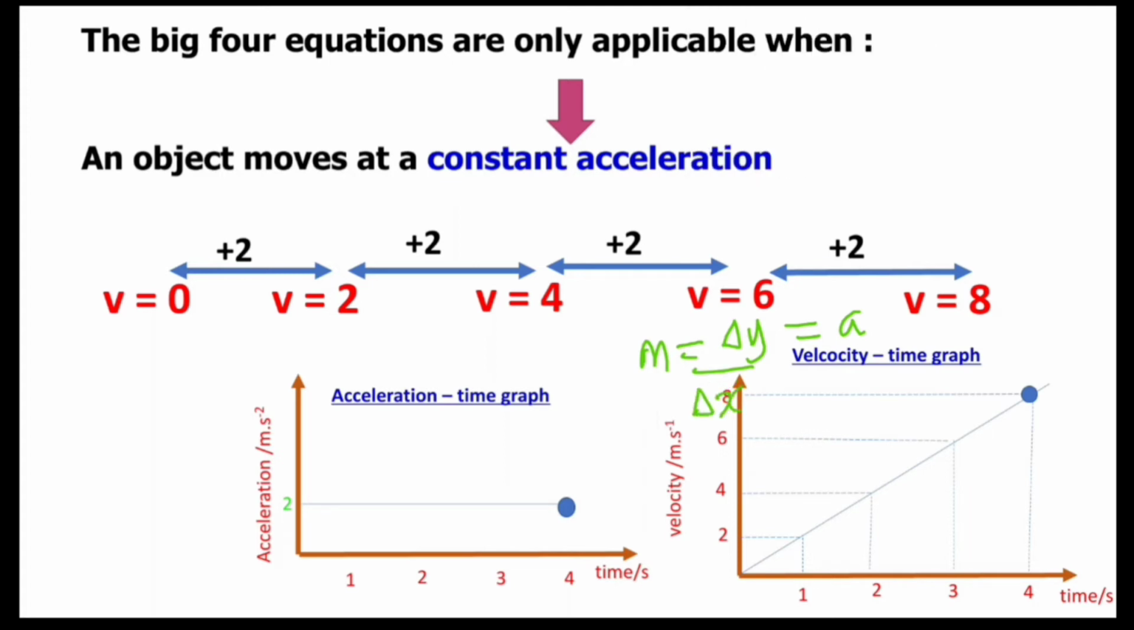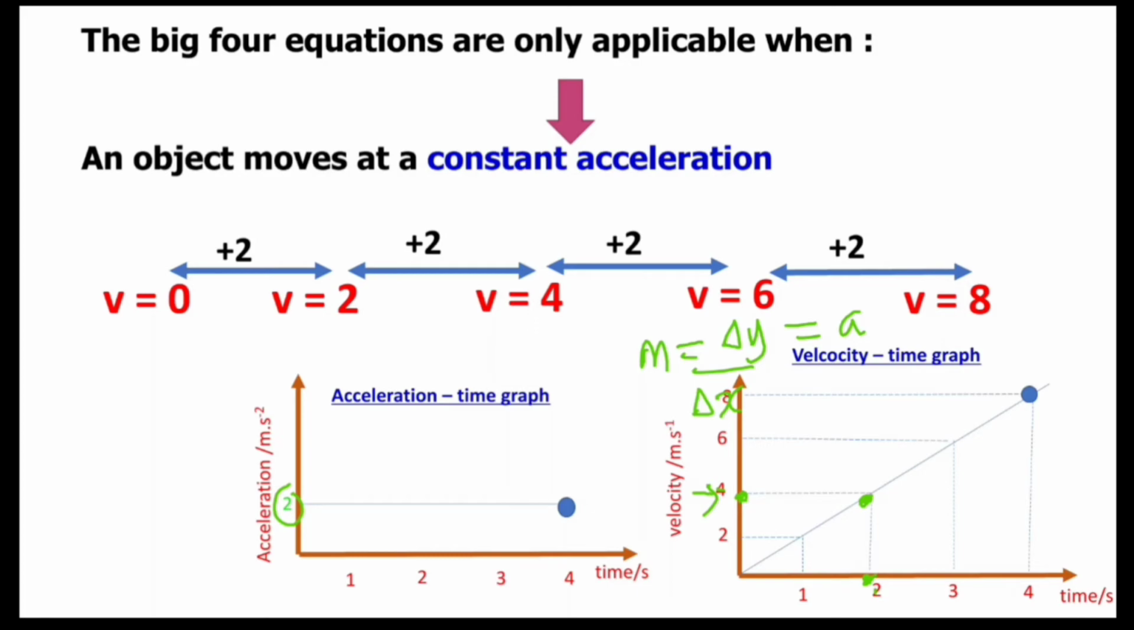So, for example, if I use this as my point, I would discover that the velocity is 4 after 2 seconds. So 4 divided by 2 gives me the same acceleration value of 2. So, once the acceleration is constant, in other words, the velocity is changing by the same amount every second, we can use the Big Four equations of motion.